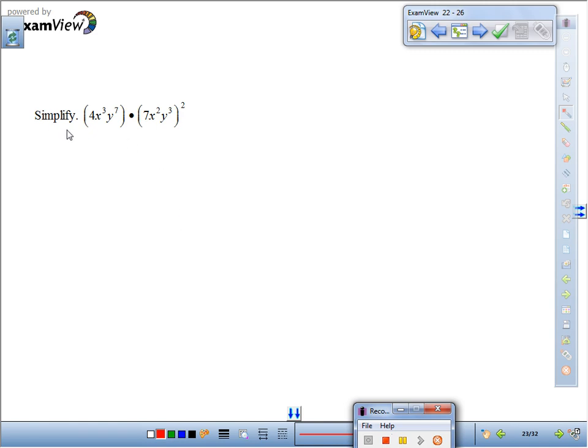It says, simplify. Let's look at this one. Does this one have an exponent outside of the parentheses? No. So this one, we're just going to rewrite it right here: 4x cubed y to the 7th times. Look at this one. Does this one have an exponent? Yes, it's a 2. And we need to distribute that exponent into each of the numbers inside. What is the exponent on the 7? 1. So that becomes 7 to the 2nd, x to the what? 4, y to the 6.